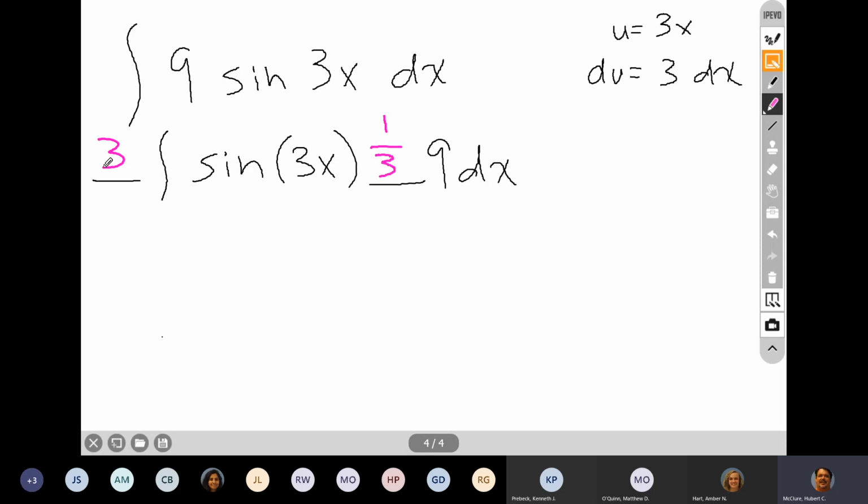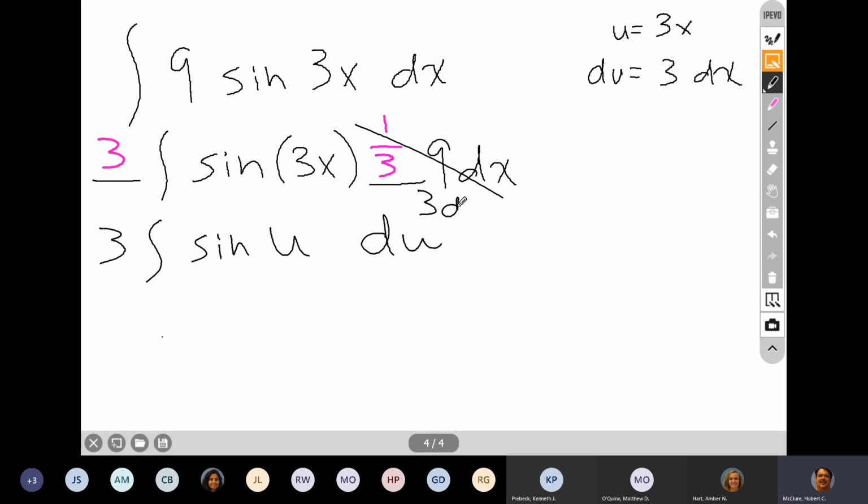All right, so 3 antiderivative sine of u du, because that goes to 3 dx. And that's going to be 3, and the derivative of the sine is the negative cosine, so that negative comes out front. Cosine 3x plus c.